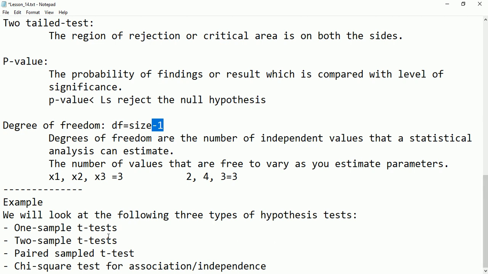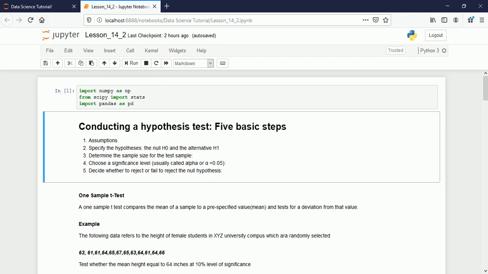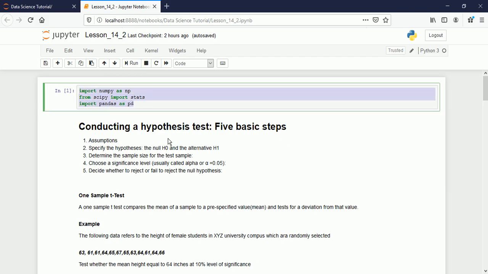And we will look at the following 3 or 4 types of hypothesis tests, and we will conduct them. The first test is the one sample t-test, then the two sample t-test, then we have the paired sample t-test, and we will talk about chi-square, and we will have some examples for them. Let's see here, friends. First some important libraries, and then conducting a hypothesis test.